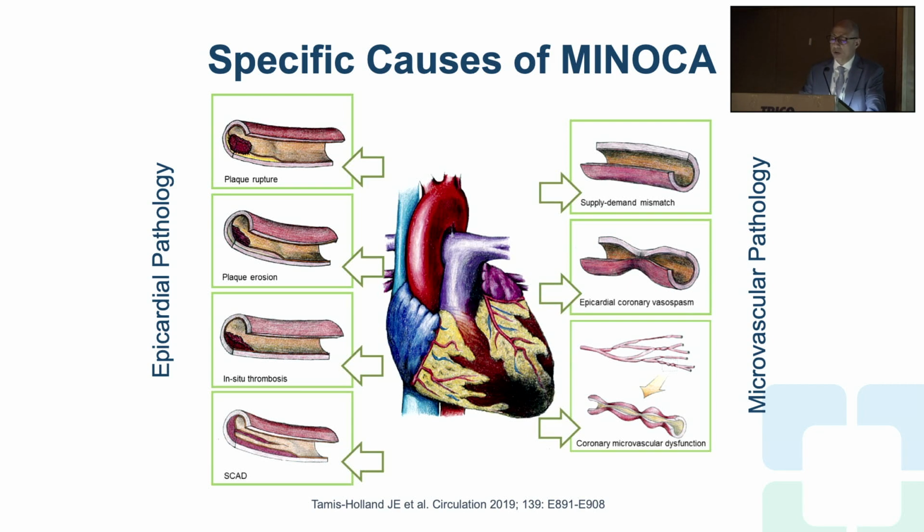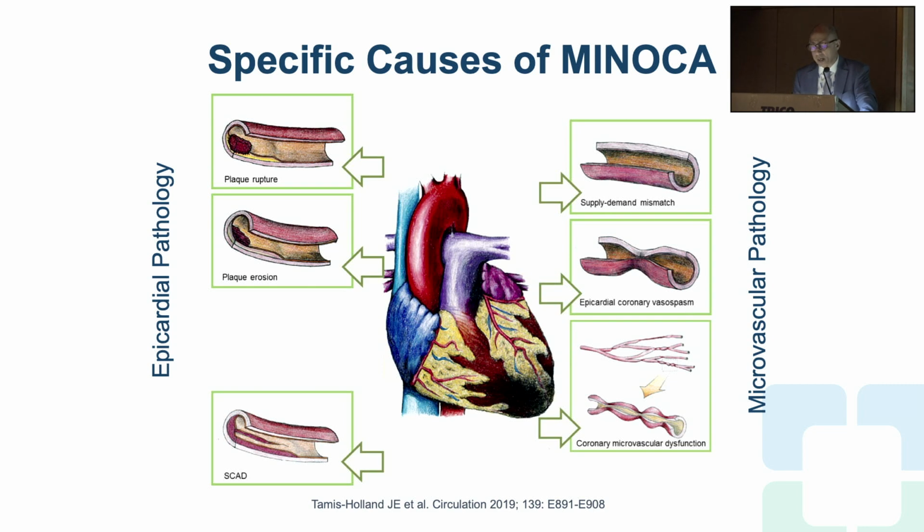So the specific causes of MINOCA, as you can see here, may be related to epicardial pathology that is not necessarily caused by obstruction, or may be related to microvascular pathology. And so plaque rupture, plaque erosion, in situ thrombosis, or SCAD are some of the pathologies that can be seen in the epicardial arteries. Microvascular pathologies would include things like epicardial coronary spasm, which has some microvascular or endothelial bases, and microvascular dysfunction. So I won't talk too much about in situ thrombosis because it's quite rare, and we all know what supply-demand mismatch is. We'll talk a little bit about those other pathologies that you see here.